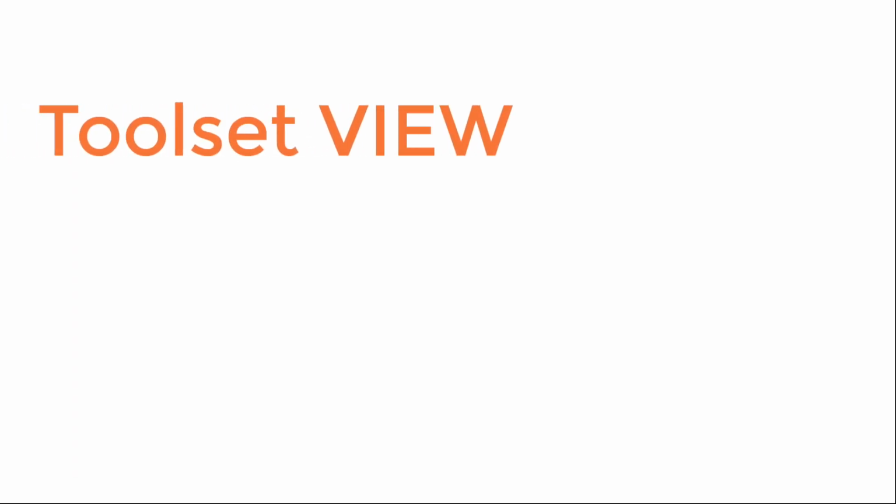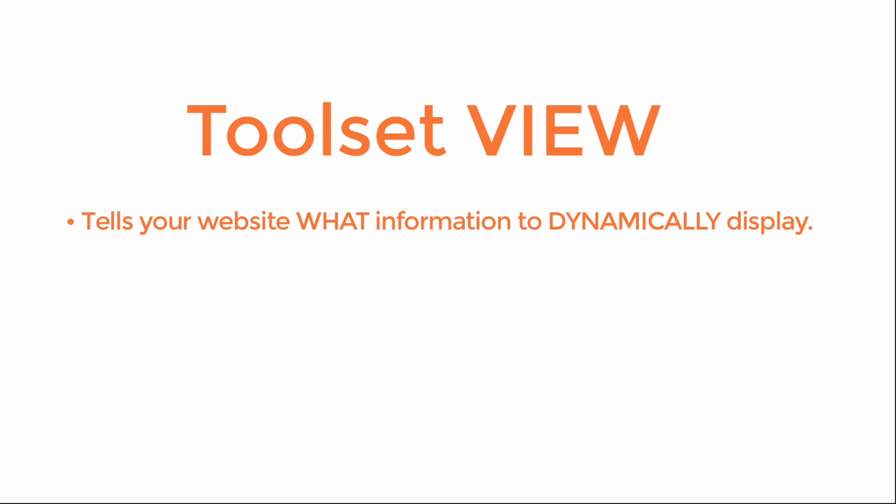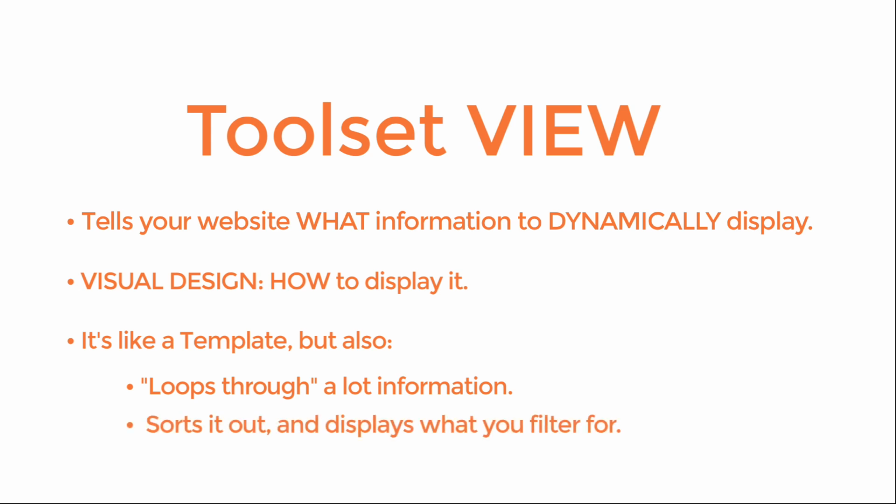All of these options are controlled by a Toolset view, which is a tool for telling your web page what information to dynamically display, and it's also the visual design of how to display it. It's a lot like creating a template to pull up information and show it, except a view can then loop through a lot of information, sort it out, and display only what you filter for.